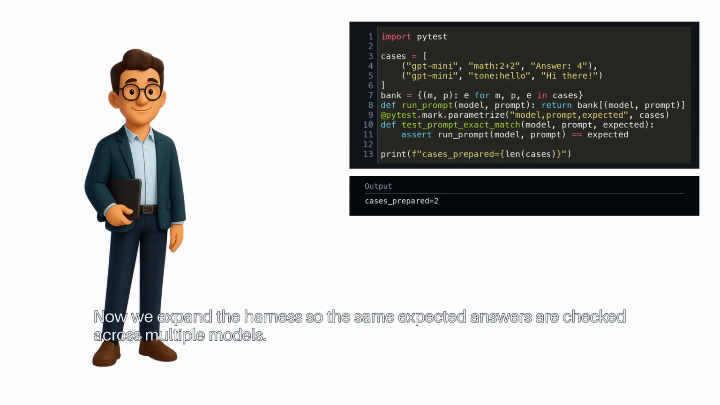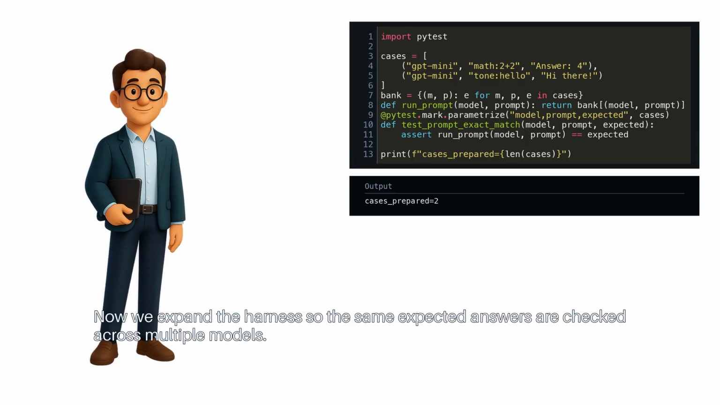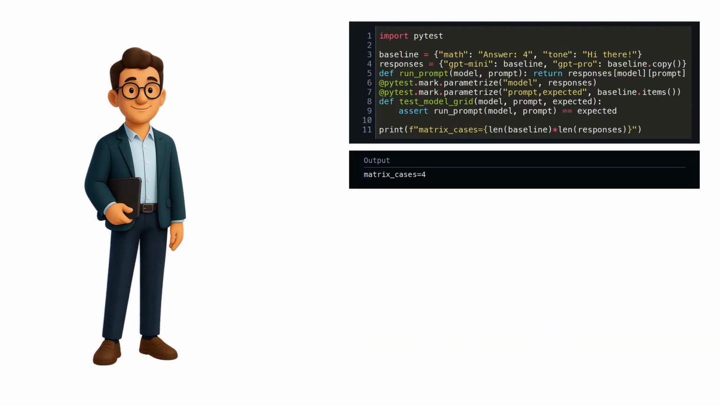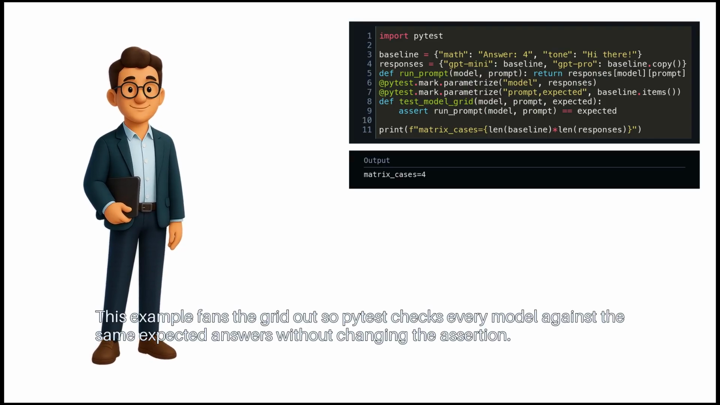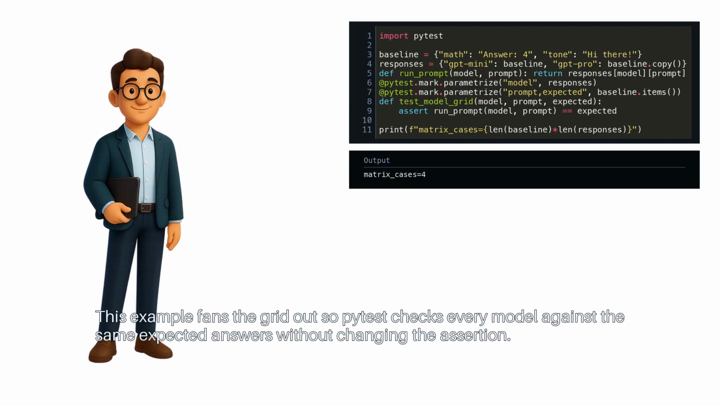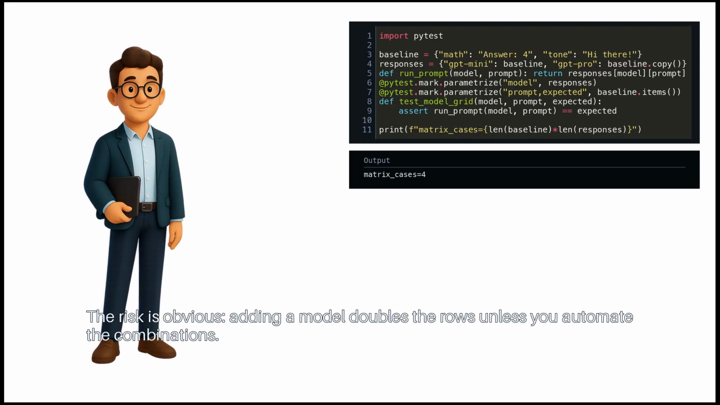Now we expand the harness so the same expected answers are checked across multiple models. This example fans the grid out, so Pytest checks every model against the same expected answers without changing the assertion. The risk is obvious. Adding a model doubles the rows unless you automate the combinations.